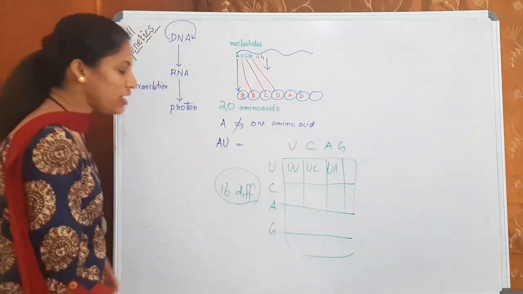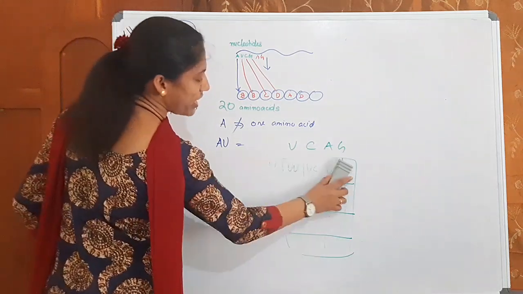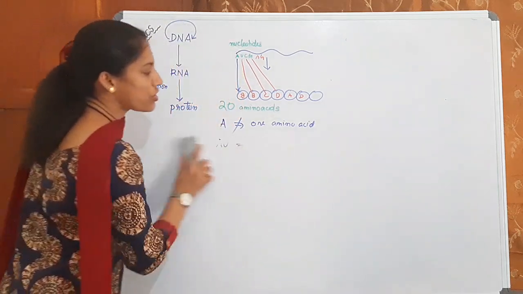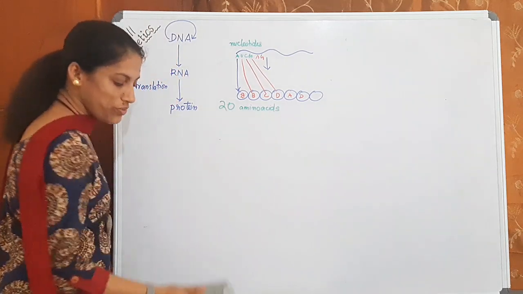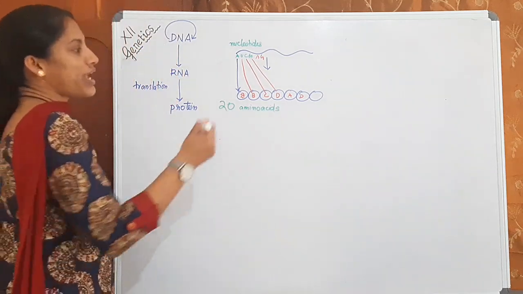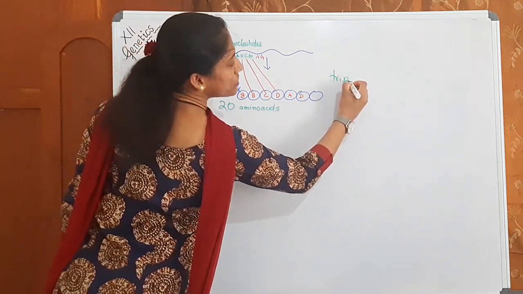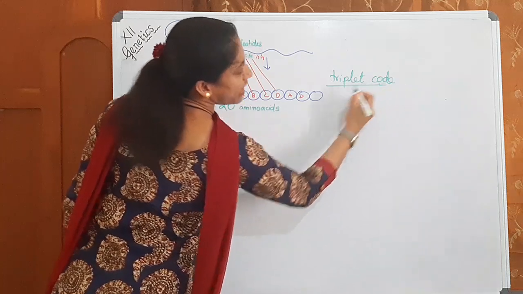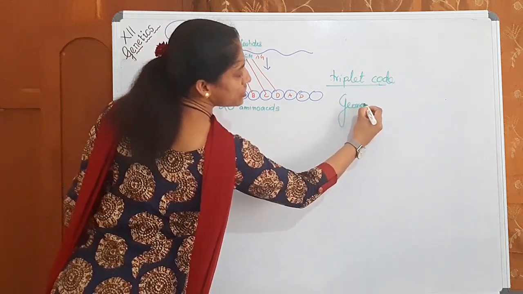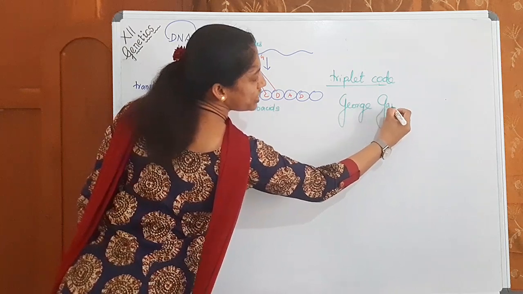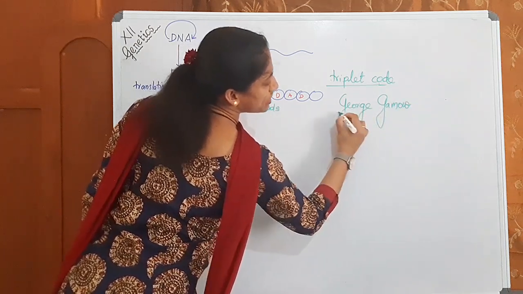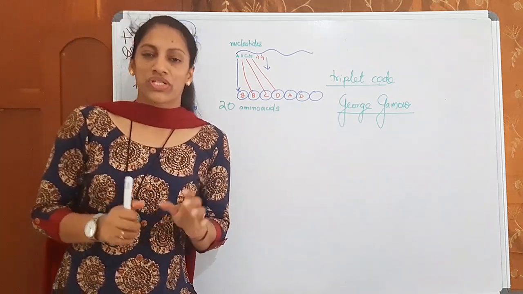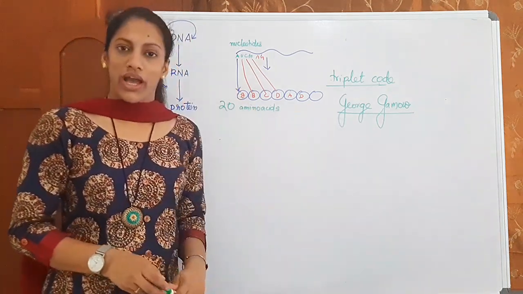So they proposed the next possible chance, the triplet code. It was first proposed by George Gamow. The genetic code can be a triplet code. The proposition was that a combination of 3 nucleotide bases represents one amino acid. This bold proposition was given by George Gamow.